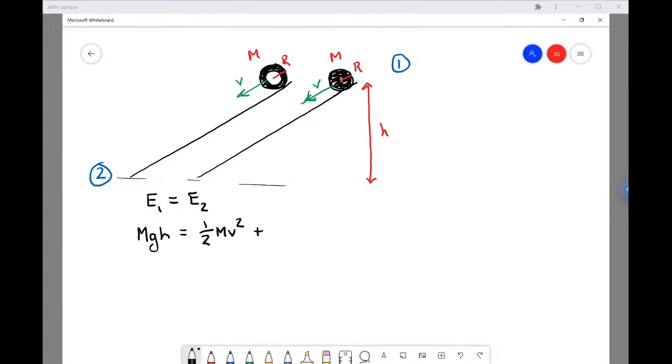The kinetic energy is now, part of it is the term I just wrote out, the 1/2 mv squared, which is translational kinetic energy. But these things are also going to rotate as they go down the hill, which means they're going to pick up rotational kinetic energy, which isn't 1/2 mv squared, it's 1/2 I omega squared, where omega is the angular velocity of the wheels, how quickly they're rotating.